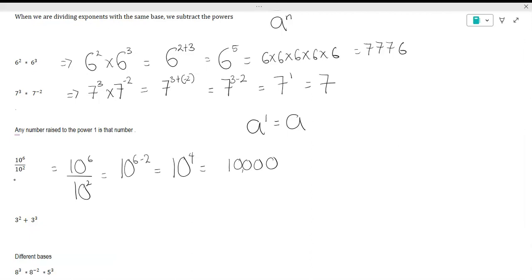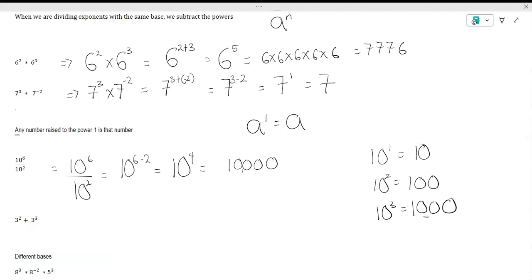For tens, the power would just tell us the number of zeros. For example, 10 raised to the power 1 is going to be 10. 10 raised to the power 2 is going to be 100, with two zeros. 10 raised to the power 3 is going to be 1,000.